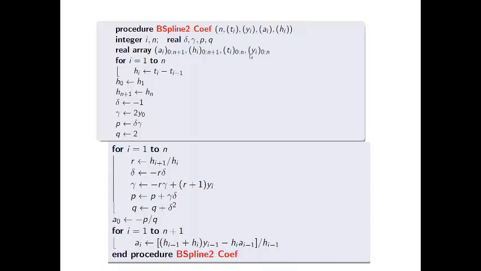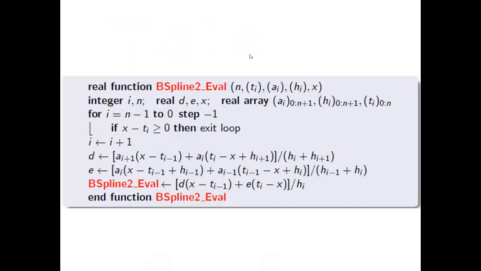So only n, t sub i, and y sub i are needed as input values. They are available and unchanged when the routine is finished. The arrays a sub i and h sub i are computed and are available as output after the routine finishes. Next we need some pseudocode to compute the values of the quadratic spline at various points x. So here's the code for that.